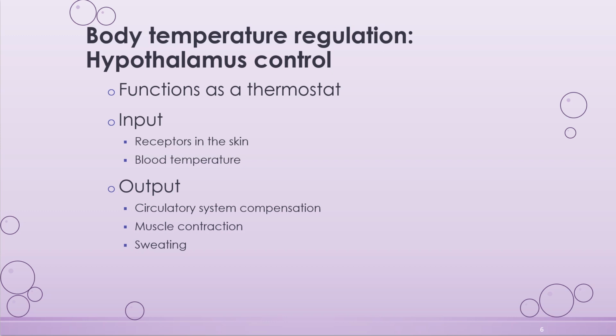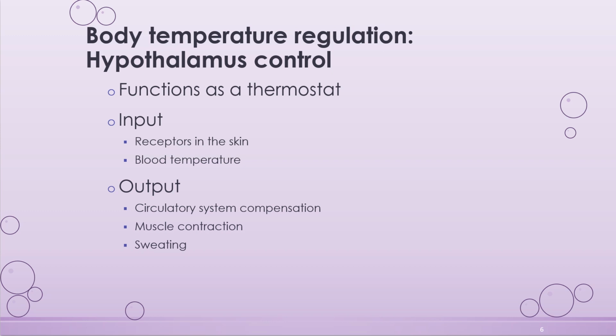The hypothalamus continues receiving feedback from thermoreceptors and other sensors to assess the effectiveness of its temperature regulation efforts. If the body is not reaching this set point, the hypothalamus adjusts its responses accordingly. Overall, the hypothalamus plays a crucial role in maintaining homeostasis by regulating body temperature.